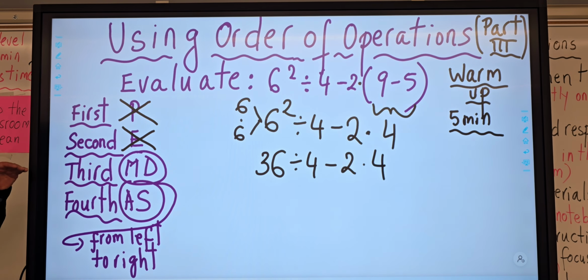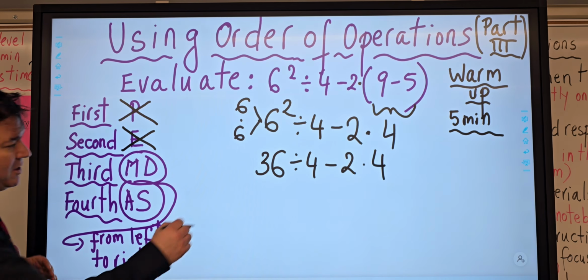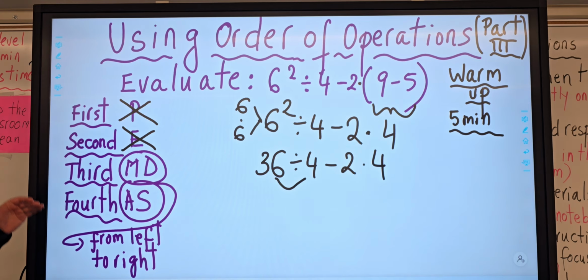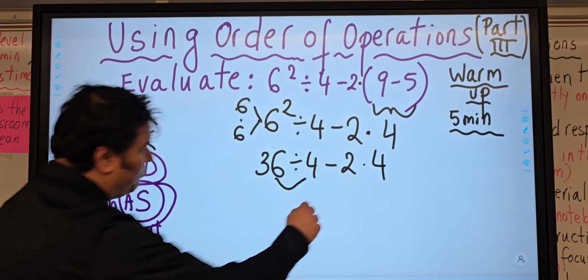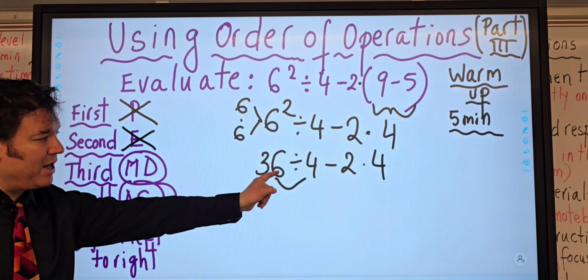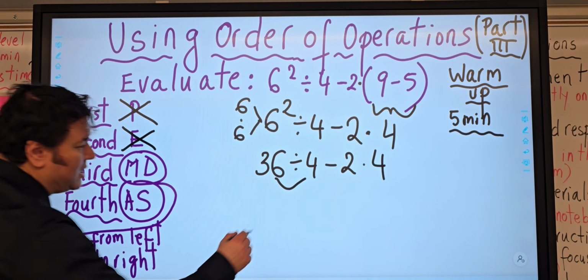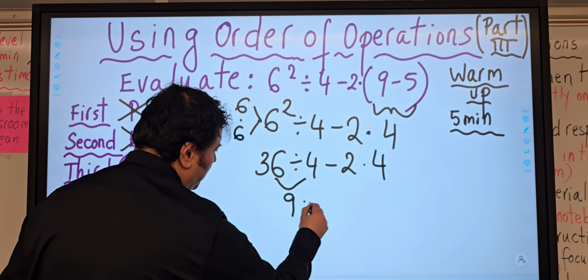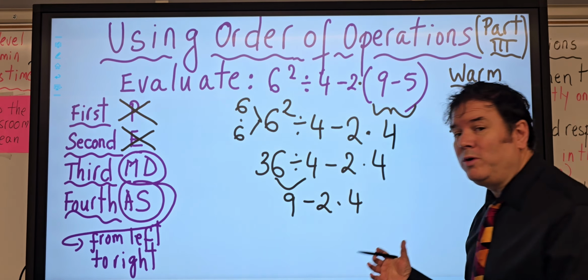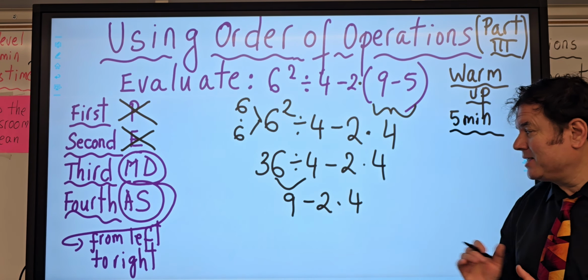Now let's take a look at the third step, multiplication and division. We have a division now from left to right, so we are going to do that first, and then we are going to also do the multiplication afterwards, right? So 36 divided by 4 equals 9, minus 2 times 4. We are doing it step by step.